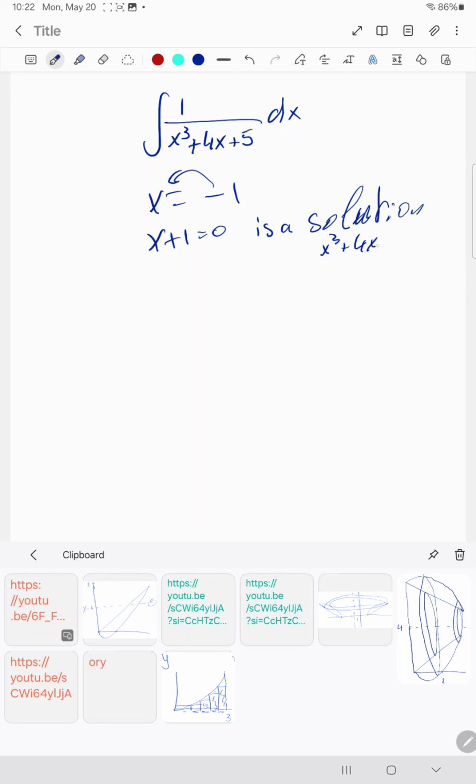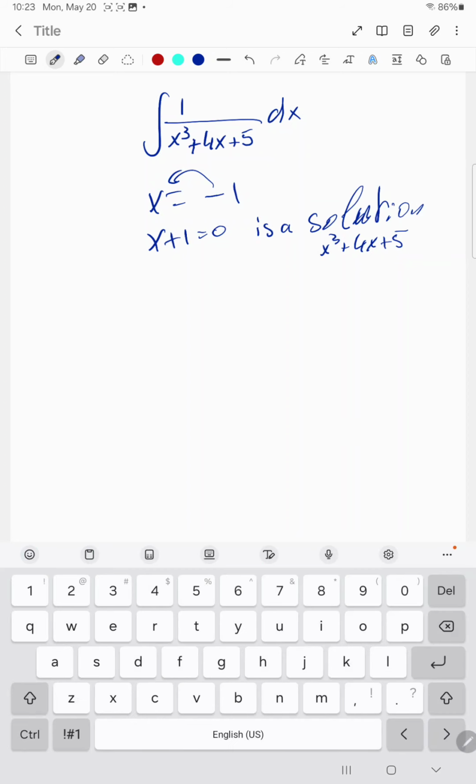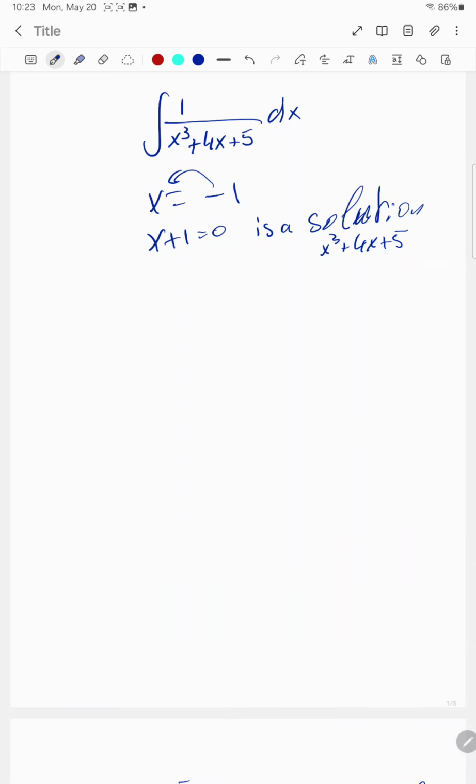x cubed plus 4x plus 5. And how did I see that? By practice. There is no other way. So if you practice more, you will be able to see a solution like that. So let's solve it now.